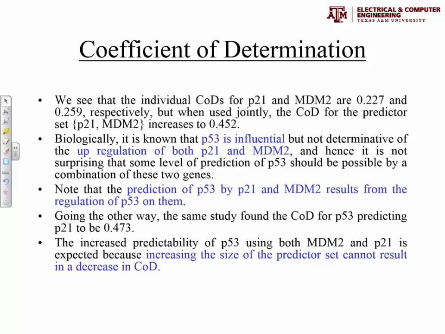Now, going the other way, from the same study, they found that the COD for P53 predicting P21 to be 0.473. Now here, one point to note is that when you increase the size of the predictor set, you have increased the COD. This was 0.227, 0.259, now it jumped up to 0.452. This is to be expected because increasing the size of the predictor set cannot result in a decrease of the COD.